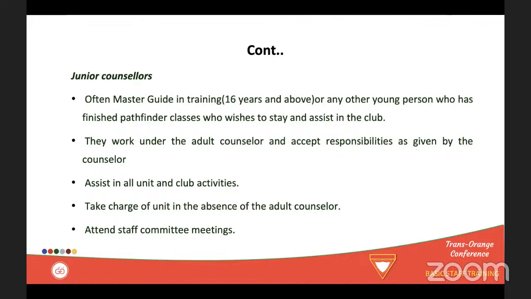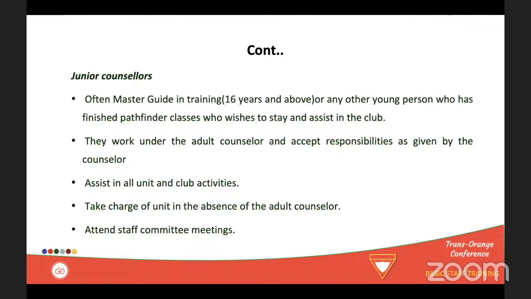And then we go to the junior counselors. Now we are looking at the junior counselors. These are often master guides in training, 16 years and above, or any other young person who has finished Pathfinder classes, who wishes to stay and assist in the club. They work under the adult counselor and accept responsibilities as given by the counselor. They assist in all unit and club activities. They take charge of the unit in the absence of the adult counselor. They attend staff committee meetings.